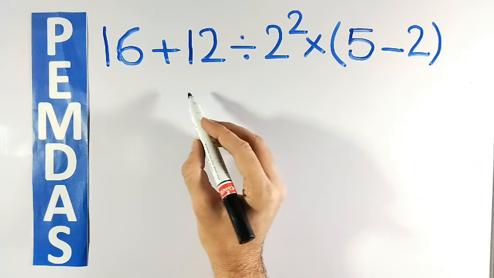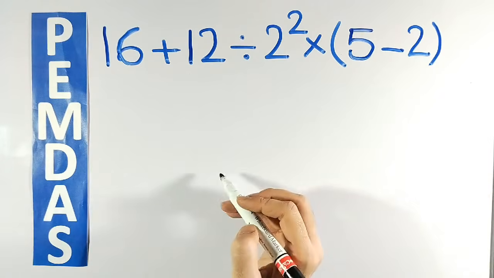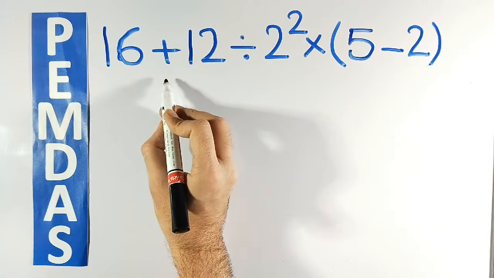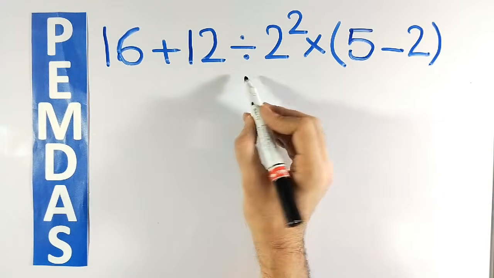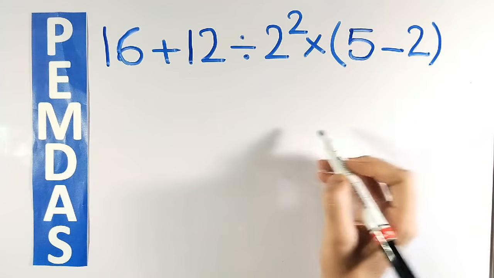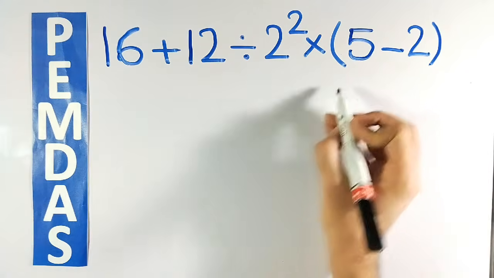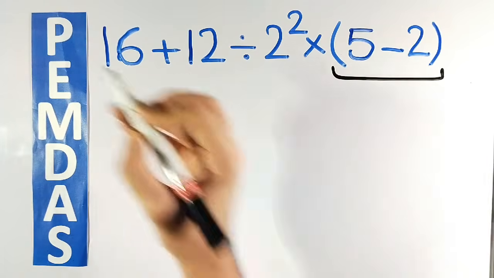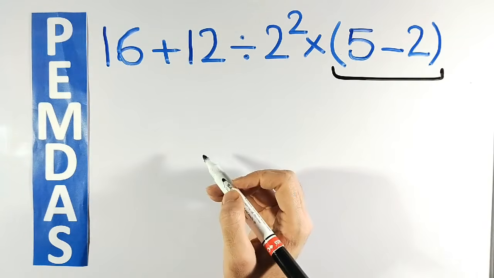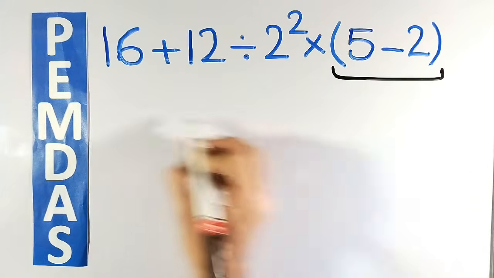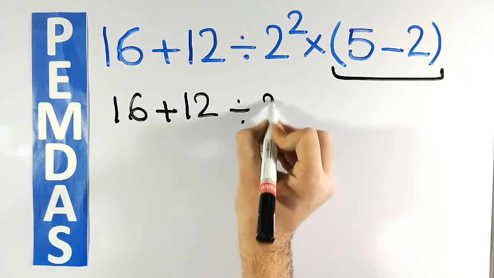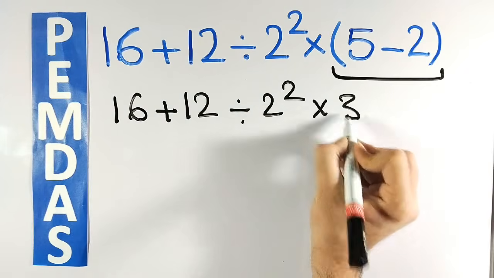To solve this question, we must follow a rule that is called PEMDAS. As you can see on the screen, in this expression, first we have an addition sign, then a division sign, followed by an exponent, then a multiplication, and finally parentheses. According to the PEMDAS rule, first we go for the parentheses because P or parentheses have the highest priority than the other operations. So, instead of this expression, we can write 16 plus 12 divided by 2 squared multiplied by 3.